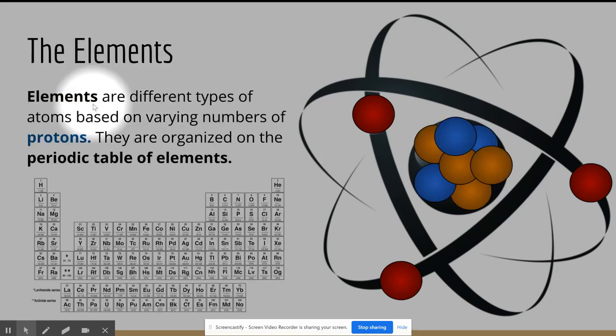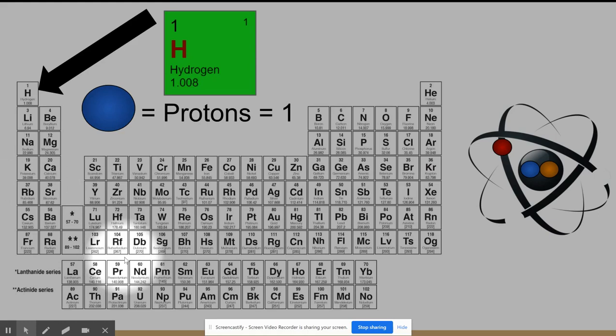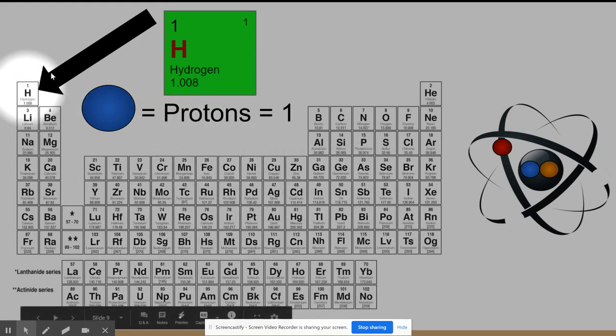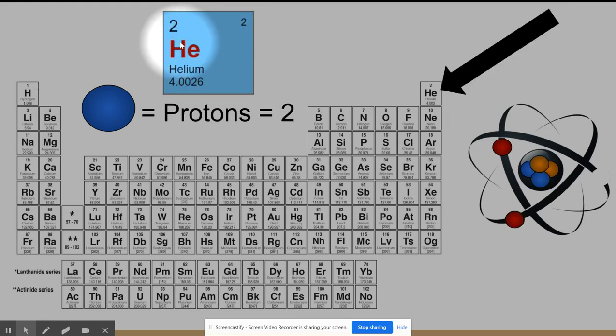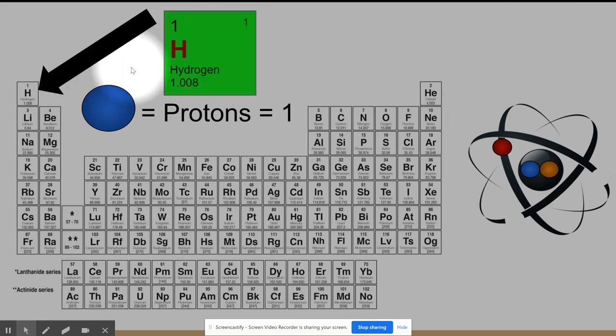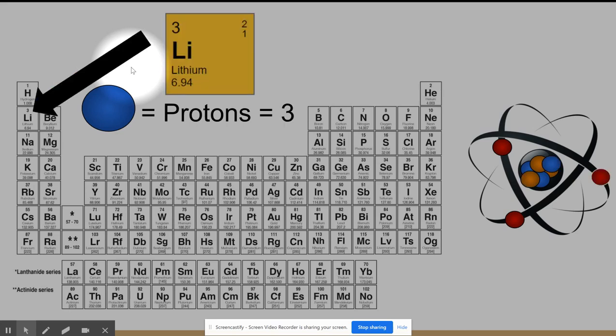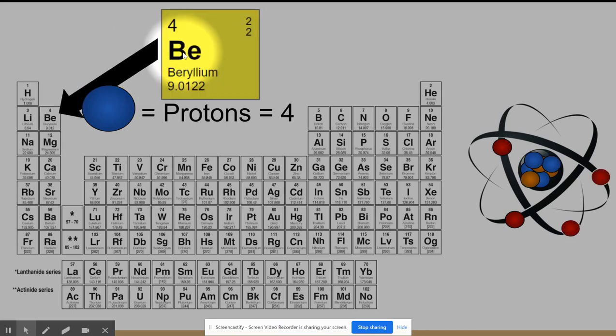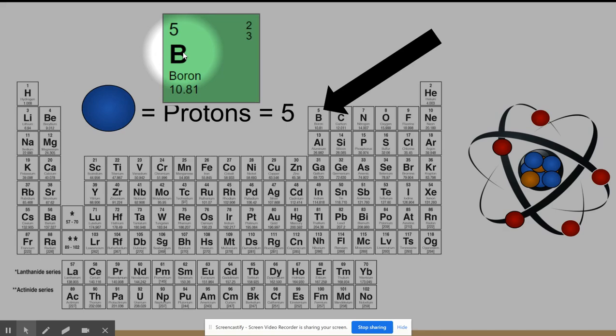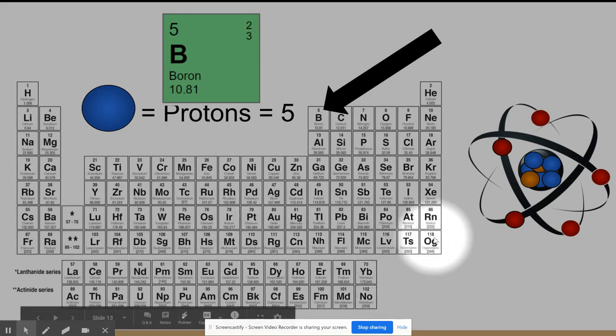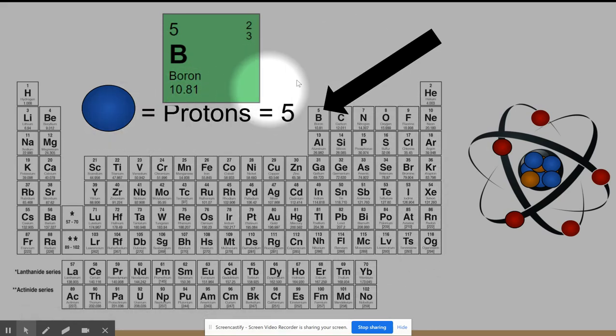Elements. Elements are different types of atoms based on the varying number of protons. And they're all arranged on this thing known as the periodic table. As we increase this number, 1, 1, and 1, to 2, we change the type of atom. We went from hydrogen to helium. Change it to 3, we have lithium. Change it to 4, we have beryllium. Change it to 5, we have boron. And we continue this all the way down like we're reading a book, and we can get to crazy numbers like 118. That'd be 118 protons. It'd be a really big atom.